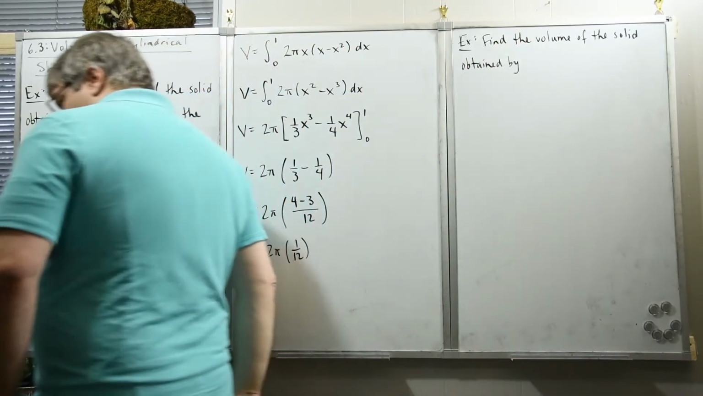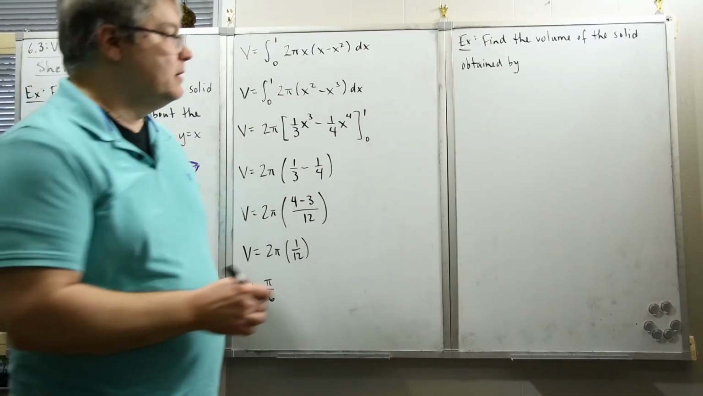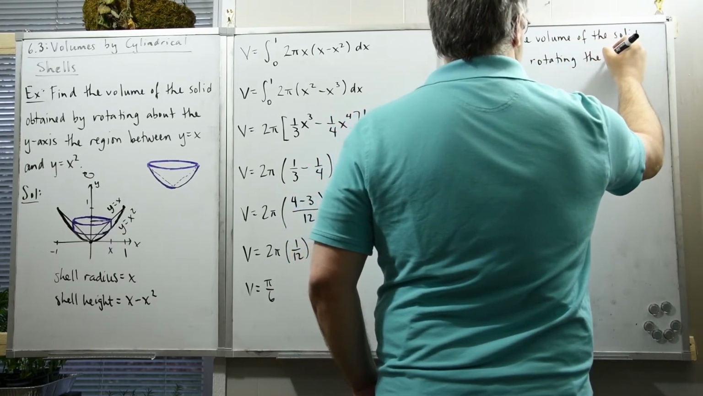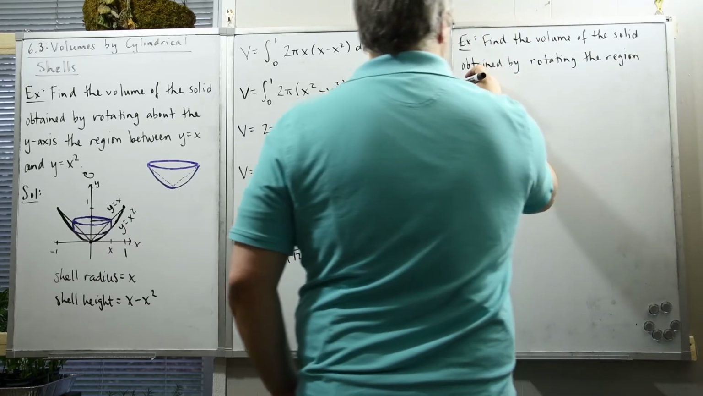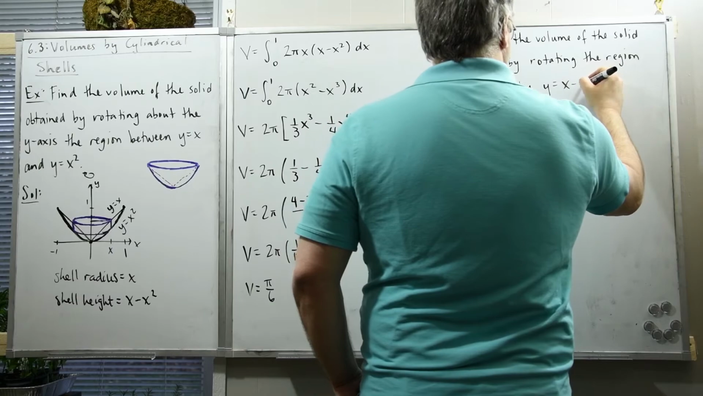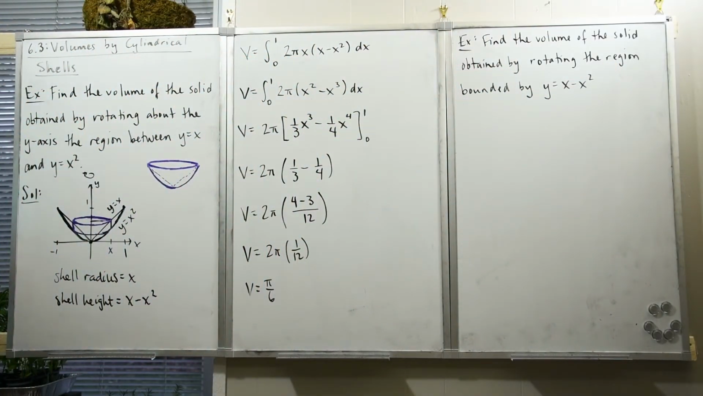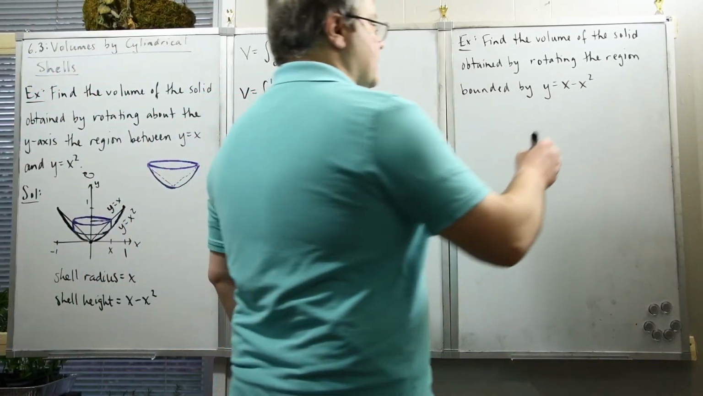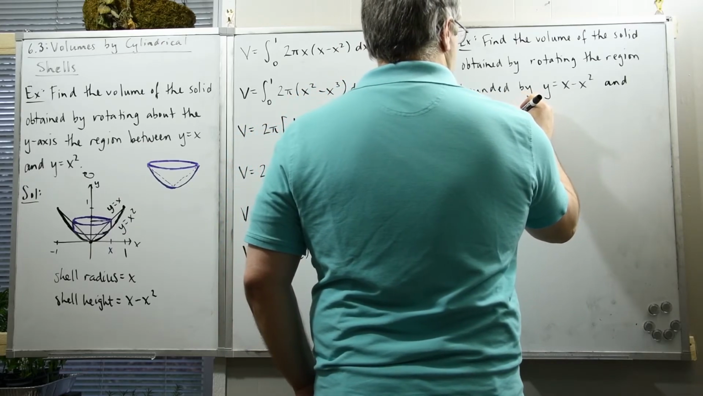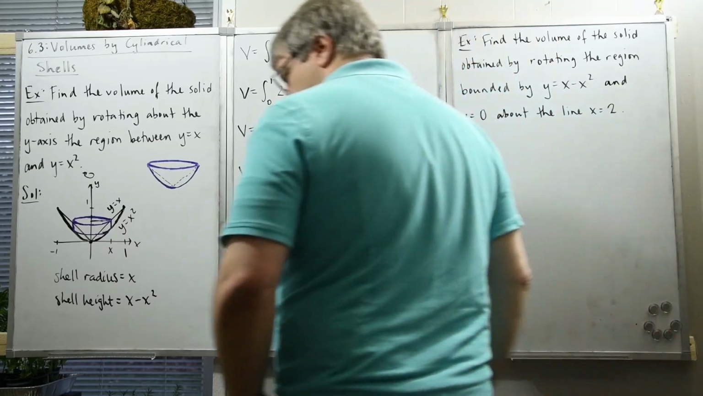So this time we'll find the volume of the solid that's obtained by rotating the region bounded by y equals x minus x squared, and y equals 0, about the line x equals 2.